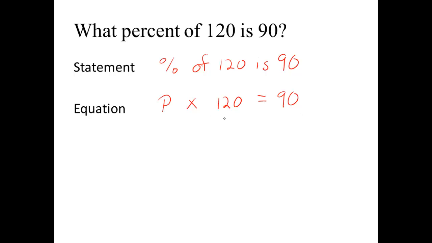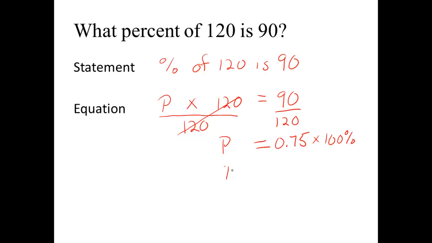We have 120 multiplied times p, so in order to get p by itself, we must do the opposite operation of multiplication, which is division. We will divide both sides by 120. The 120s will divide out, and we'll be left with p is equal to 90 divided by 120. 90 divided by 120 is equal to 0.75. In order to change a decimal to a percent, we must multiply by 100%. When we multiply by 100, the decimal point will move 2 places to the right, giving us 75%.